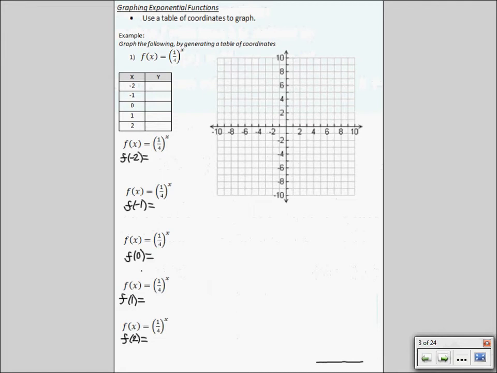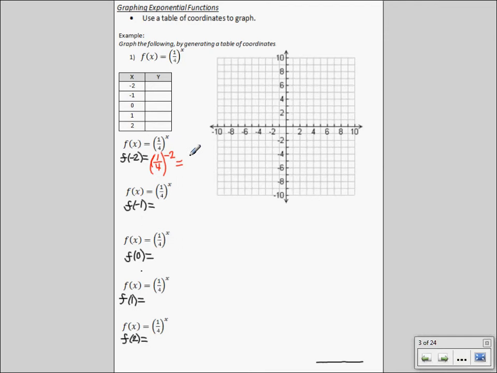We're going to take a look at the graph of an exponential function. So we have f of x equals 1/4 as the base to the power of x. The goal is to make a chart of x and y values by plugging in what x is in each case. Starting off, f of x is 1/4 to the x power, so we're going to plug in -2. So we have 1/4 raised to the power of -2.